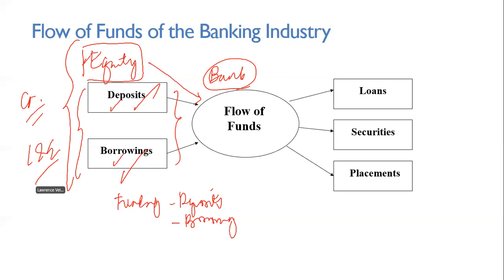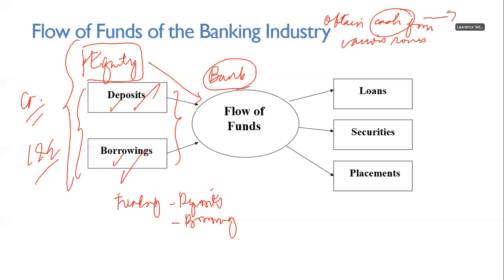What is the business model of a bank? A business model of the bank is to obtain cash from various sources, right? And once they have that cash, what do they do with the cash? They invest it. How do they invest it? They loan it out, or invest it in securities, or invest it in money market placements.